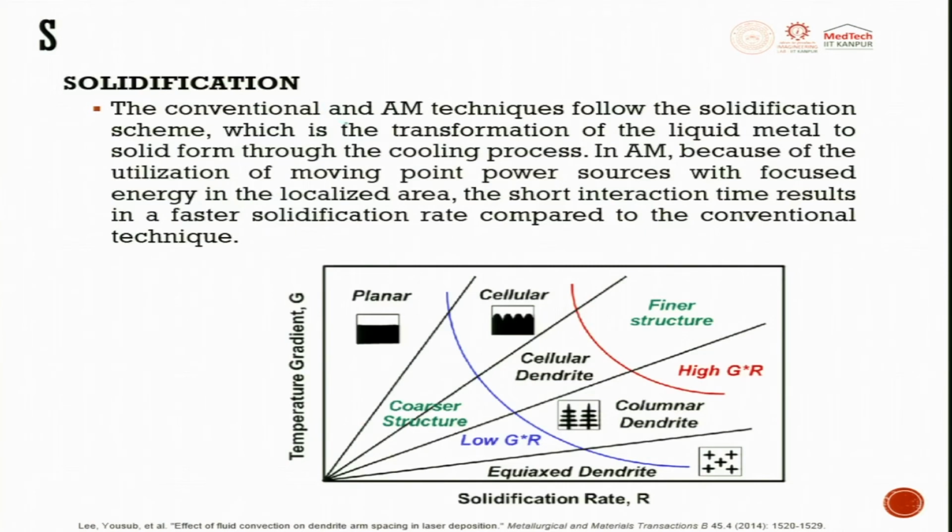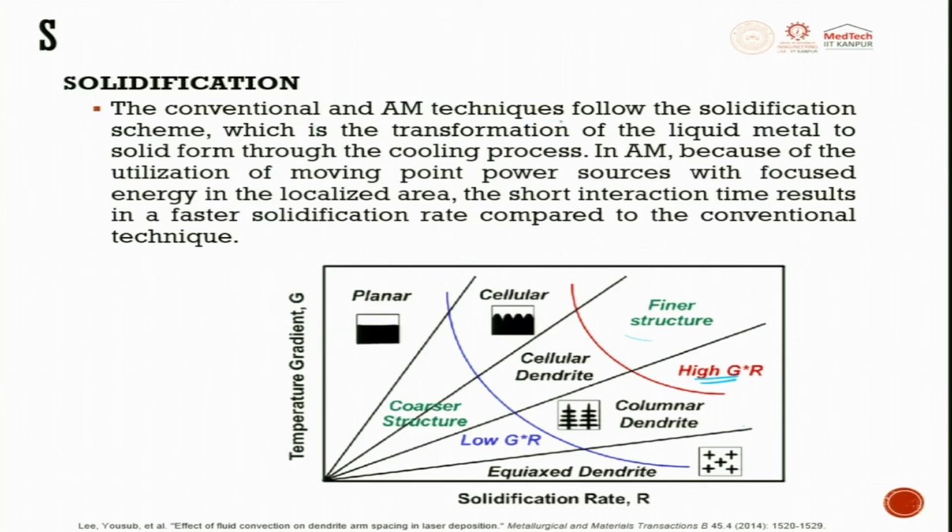Solidification. The conventional and additive manufacturing techniques follow a solidification curve. So, this is the temperature gradient G and this is the solidification rate R. If you plot G and R, when the line goes like this, you will have an equiaxed dendritic structure. When the line goes like this, you will have columnar dendritic, then cellular dendritic, then cellular. Then you have a coarse structure, you have a fine structure, and your G times R should be very high when it falls in this zone.